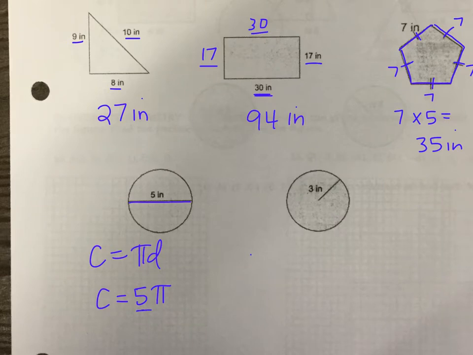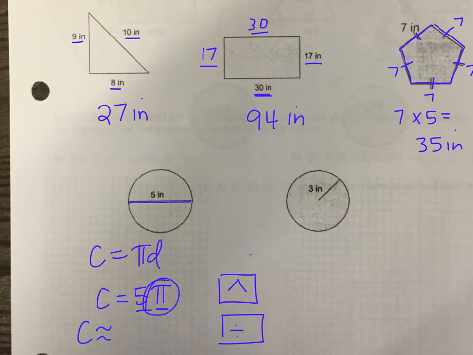And if I do 5 times pi, in your calculator, if you hit the green button and then the button that looks like a caret, it's right above the division button, if you hit that button, then that will give you pi. That's the pi button. So if I do 5 times pi, the circumference is approximately 15.71 inches.